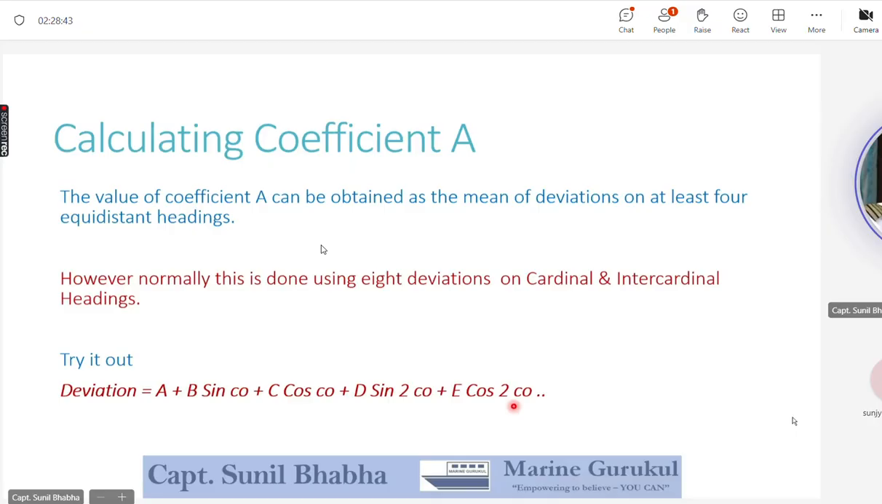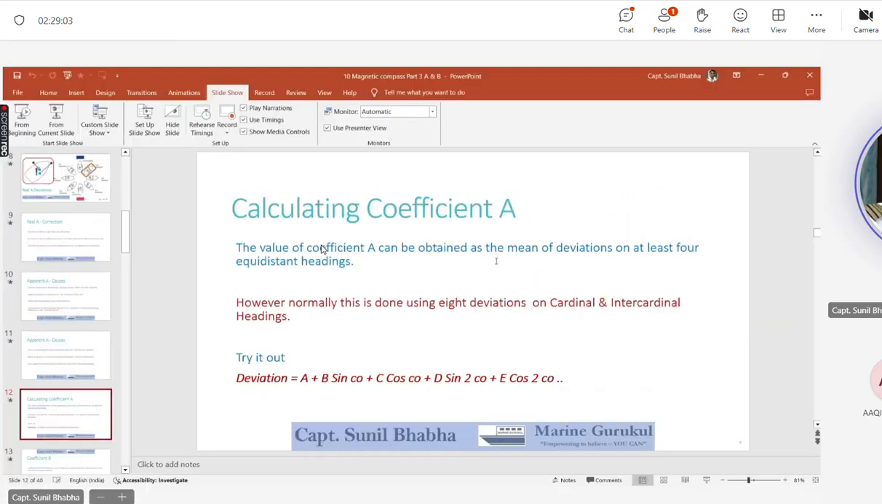That's all, beta. This is how coefficient A is calculated. And if it is present, then it is written down as an index error on the deviation card. Understood? So this completes coefficient A. Any doubts now in this coefficient beta?